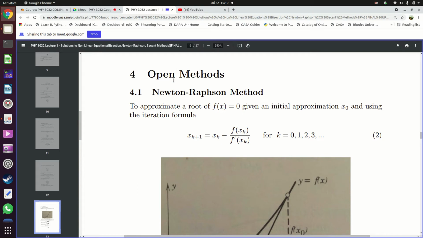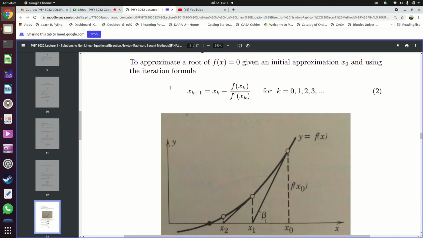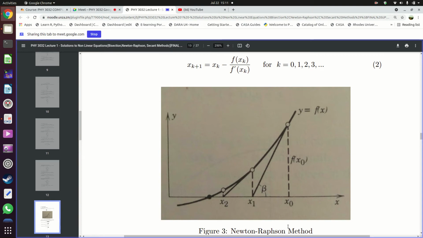So instead of using a bracket to enclose the solution like we did with bisection, what we actually use are slopes. As you are going to see in the diagram which we have here, we make a slope. Then we use this slope to estimate what values of x are in terms of the solution. So you have to start with a particular value of x, some guess value of x. In this case, I start with x0 here.